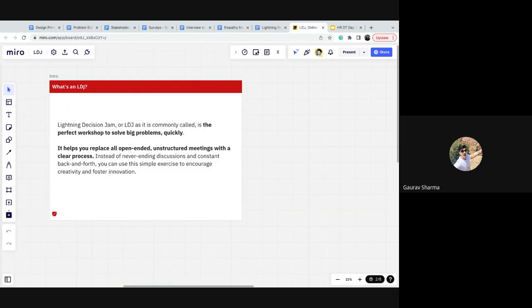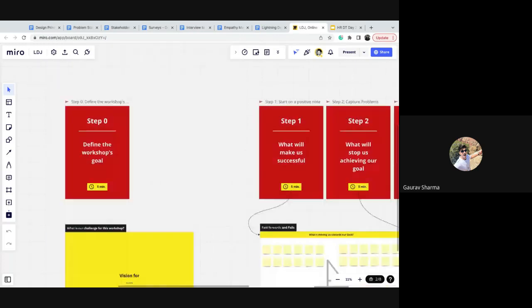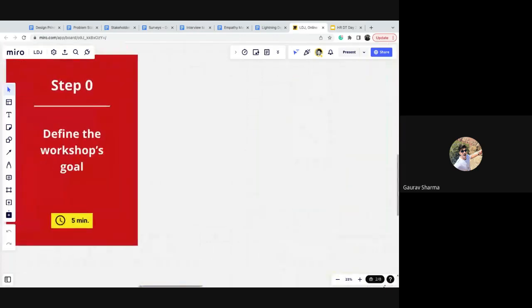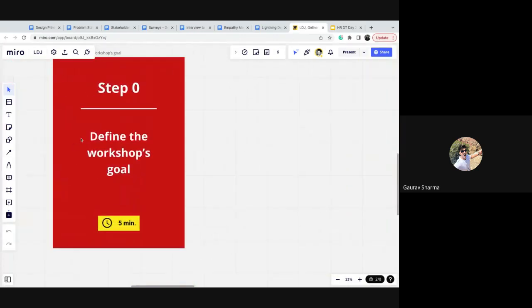It's a perfect workshop tool solution to solve big problems quickly. The first thing that we do here is to define the workshop goals. It is a 5-minute activity, and you would see everything is time bound. Everything has a time defined.